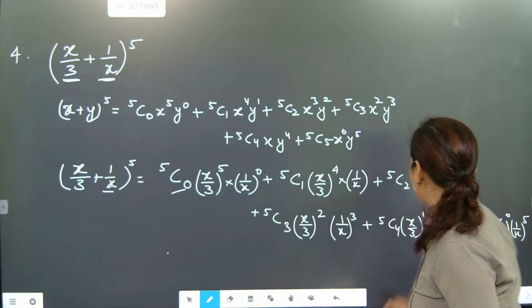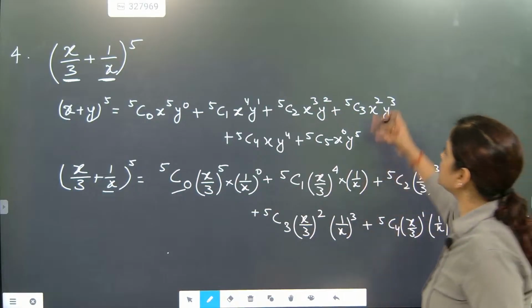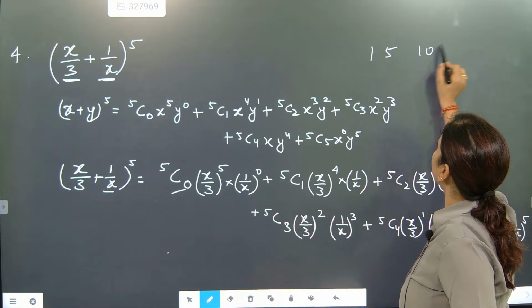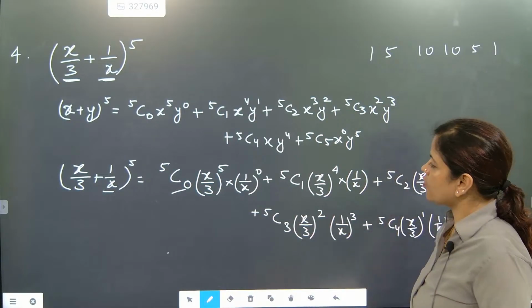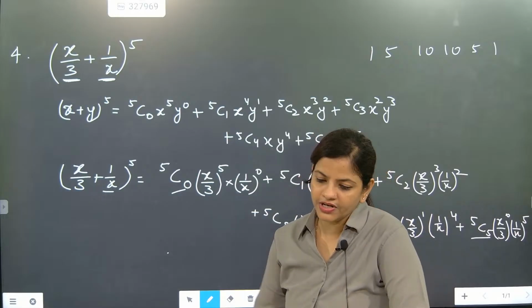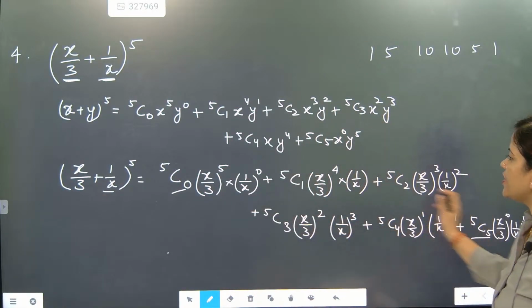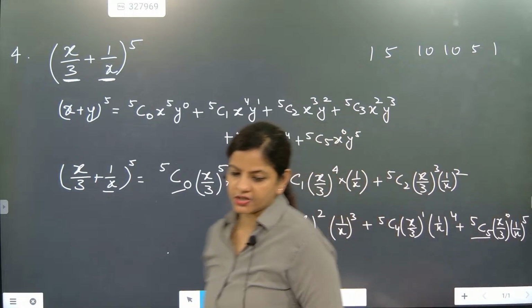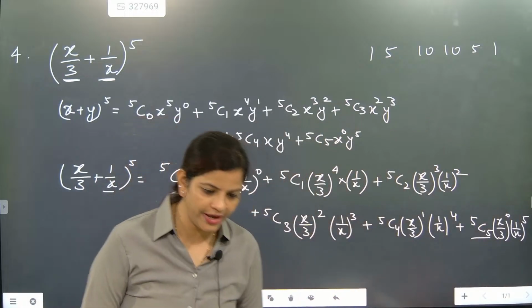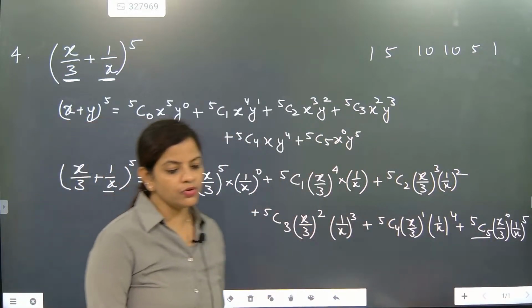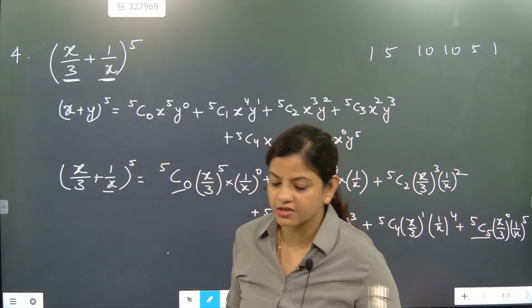5C0 is 1, 5C5 is 1. This is exactly 1, 5, 10, 10, 5, 1. So the coefficient values are coming like that. We need to write and solve. That is not a tough question. Just after this, you need to expand, open and solve the factors. That's the only thing you have to do here. Okay, now come on, we will go for the next section.